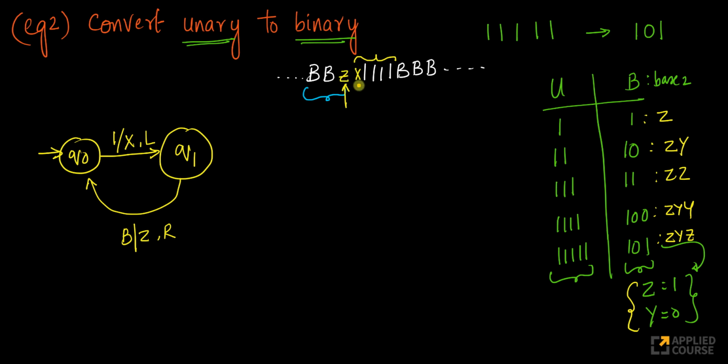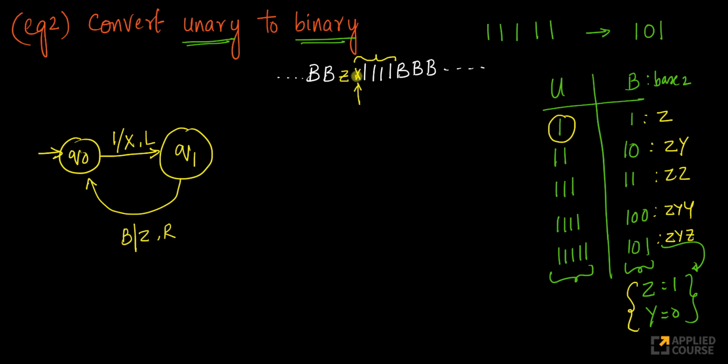So what happened here? I've read the single 1. I've also written its corresponding base 2 or binary value here. Cool. Till now everything is working well. Now what happens here? Now, when I move right here, what happens? It says move right because I've already written this value. So I move right, which means I'm here.